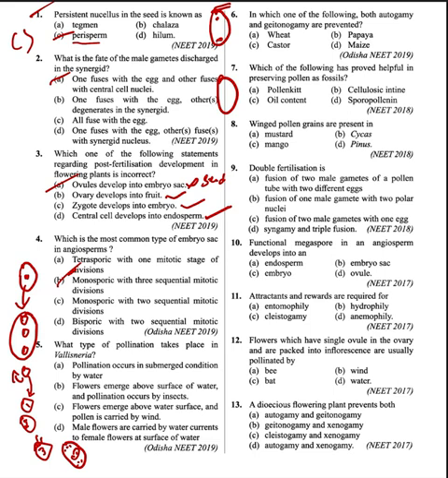Which type of pollination takes place in Vallisneria? Vallisneria is an example of a hydrophyte which grows within the water. Hence the pollination takes place with the help of water. Options: pollination occurs in submerged condition by water; flowers emerge above the surface of water and pollination occurs by insects; flowers emerge above the water surface and pollen is carried by wind; male flowers are carried by water currents to female flowers at the surface of water. So the answer is D.